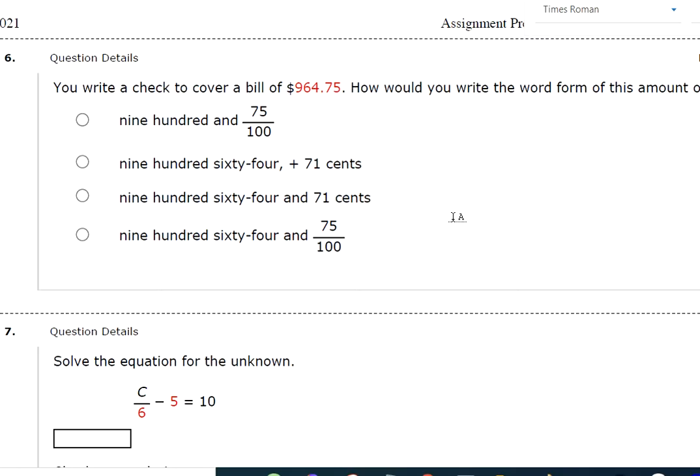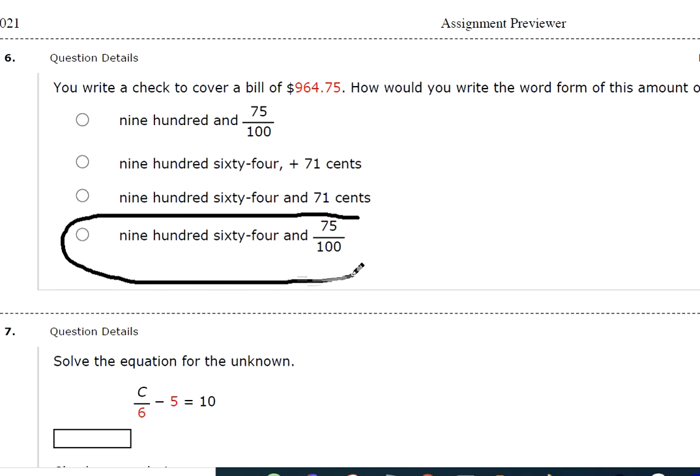Question 6 is just asking how you write this amount as a check. $964 and 75 out of 100. Remember, the convention is to write it as a fraction of 100. Don't simplify. Don't just try to write the cents off to the side. It's got to be 75 out of 100 there.